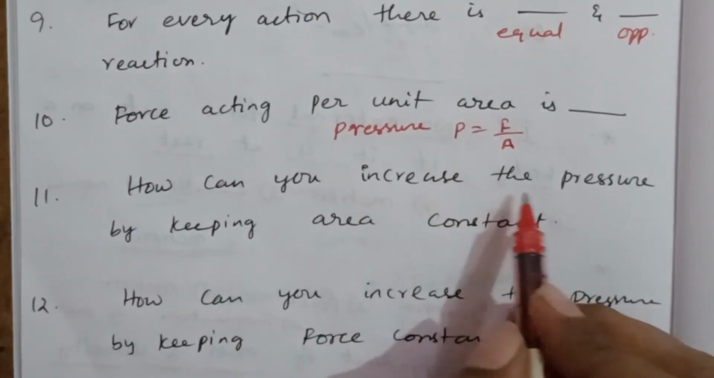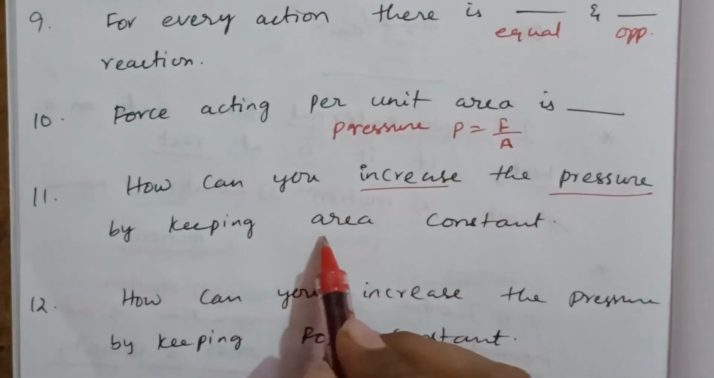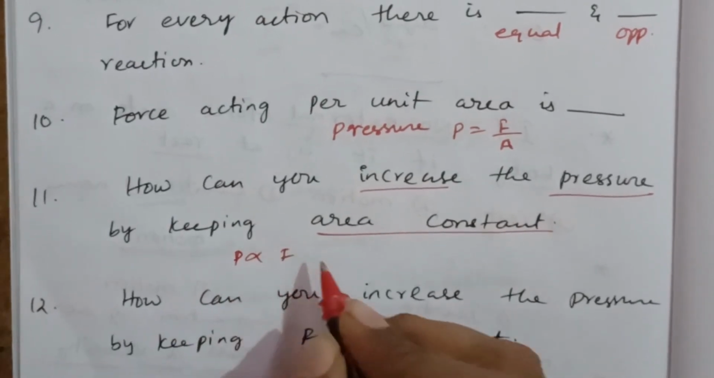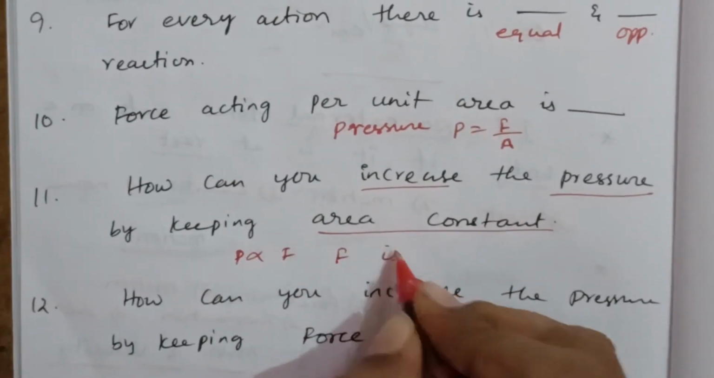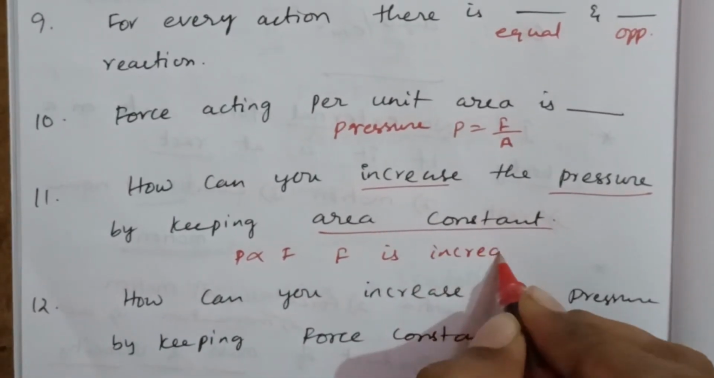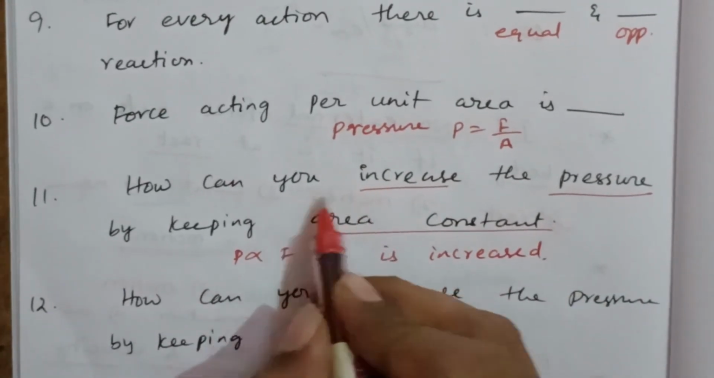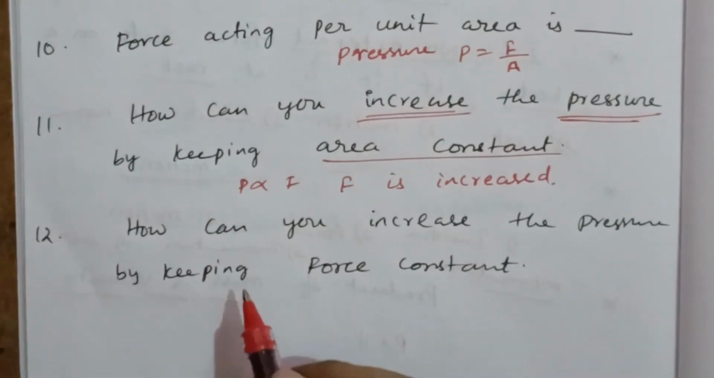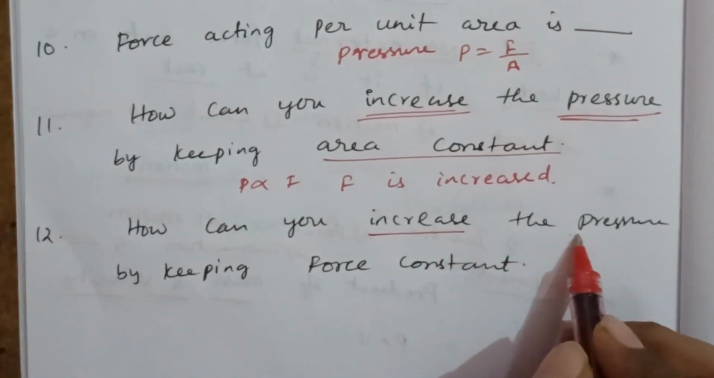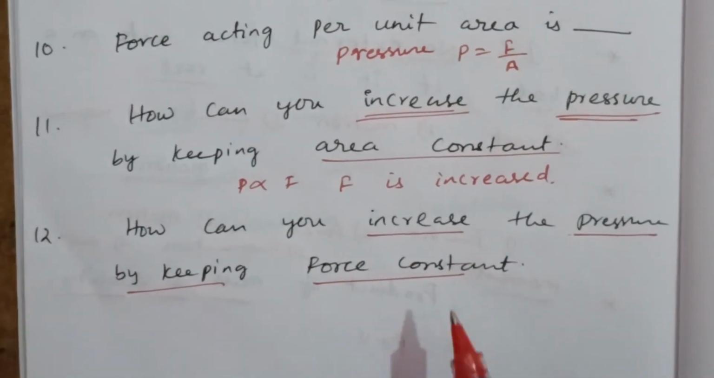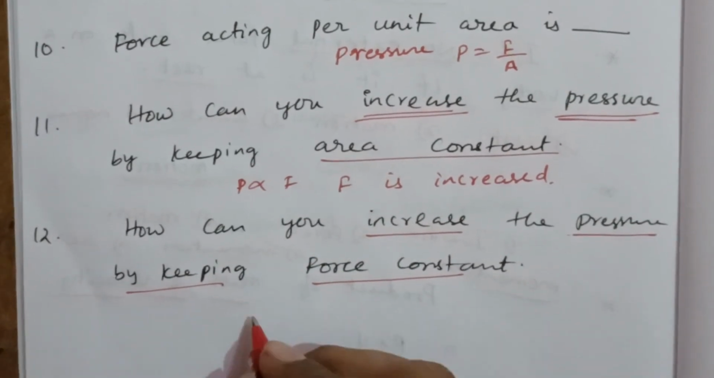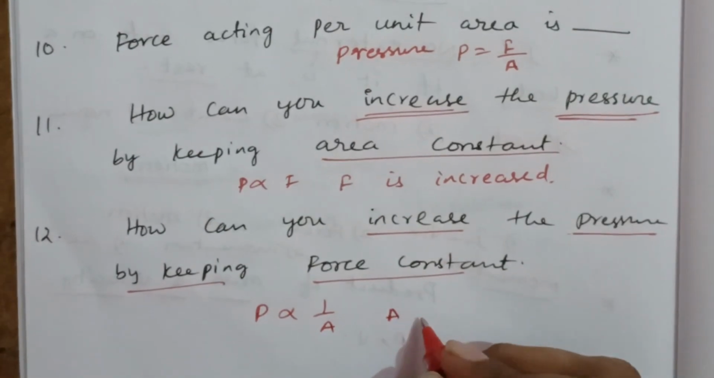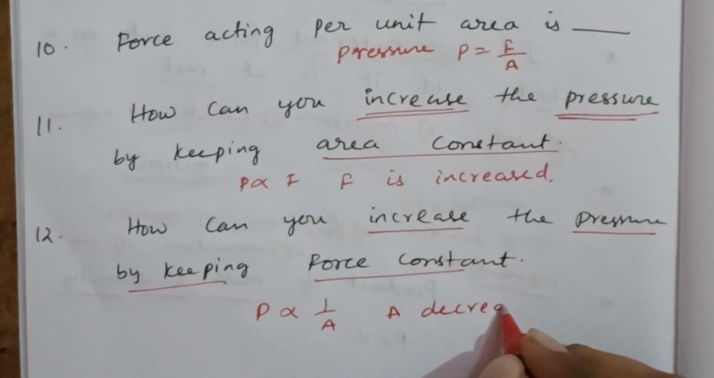How can you increase the pressure? By keeping area constant. When area is constant, pressure is directly proportional to force. When force is increased, pressure also increases. How can you increase the pressure by keeping force constant? When force is constant, pressure is inversely proportional to area. When area is decreased, pressure increases.